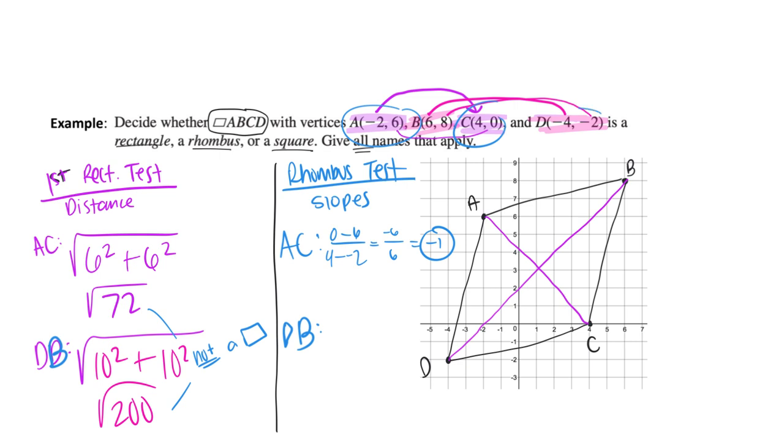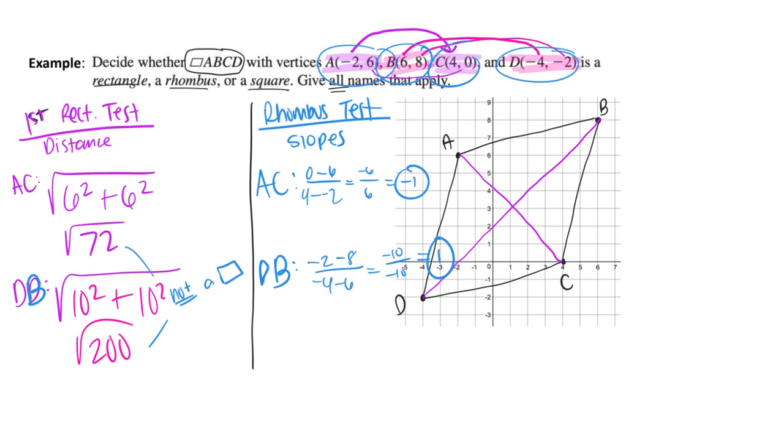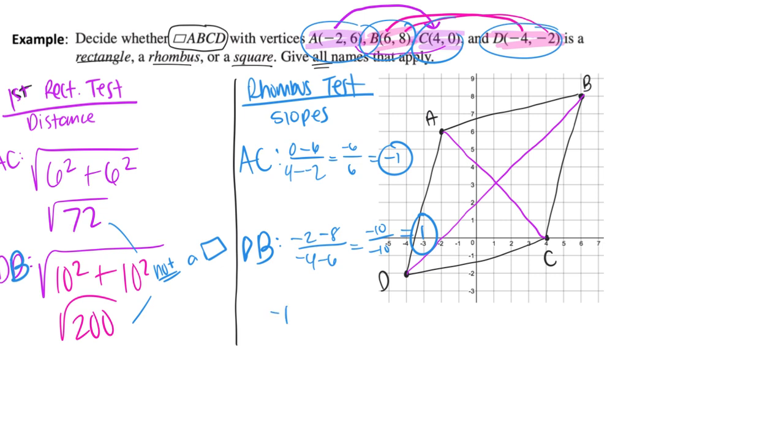So looking at the coordinates for D and B, we would have negative 2 minus 8 over negative 4 minus 6, and that is negative 10 over negative 10, which is positive 1. So remember, we're looking for perpendicular slopes here. Negative 1 and positive 1, those are perpendicular because it's an easy fraction where it's just 1 over 1. So when you flip this upside down, it's still 1 over 1 and it's negative positive. So because those are perpendicular, this passes the rhombus test.